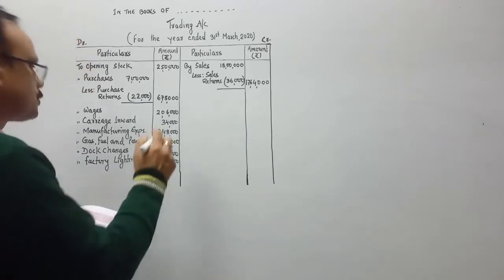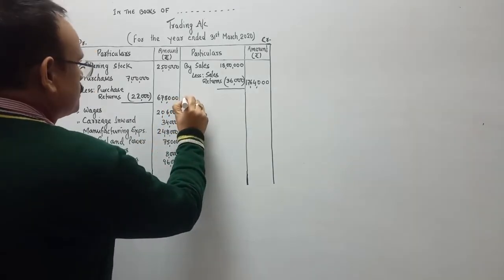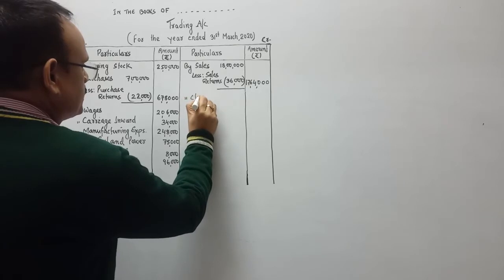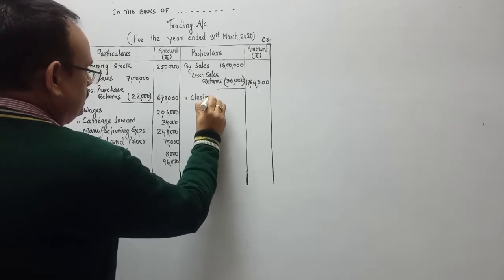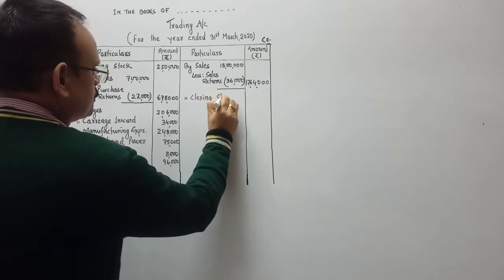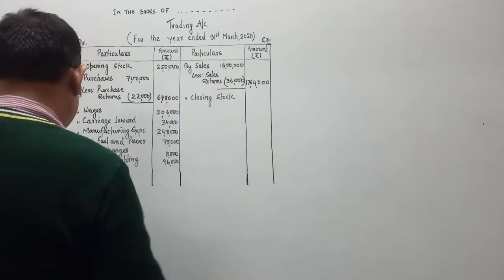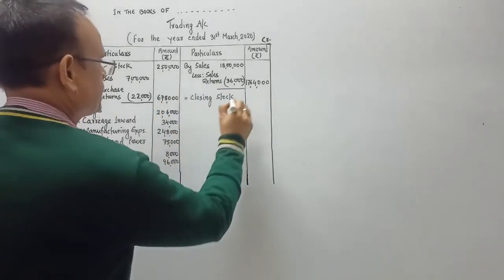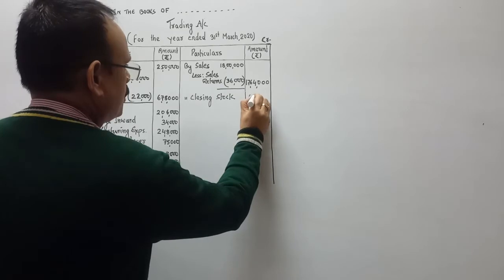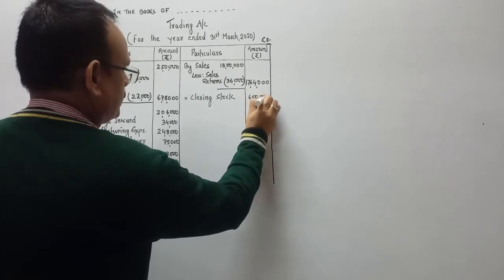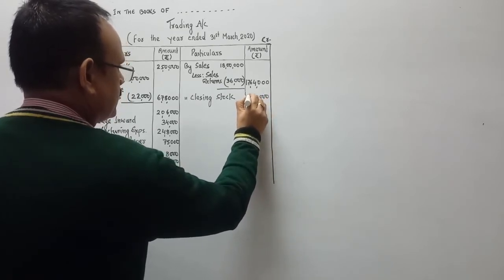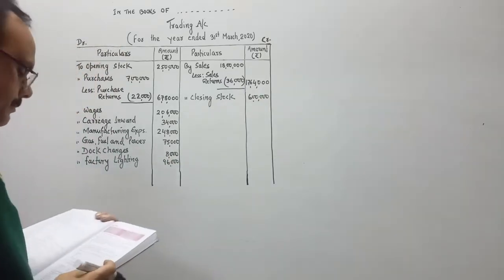Next is closing stock, which is valued. Closing stock, on the credit side we will write closing stock. Closing stock is how much? It is 6 lakhs.